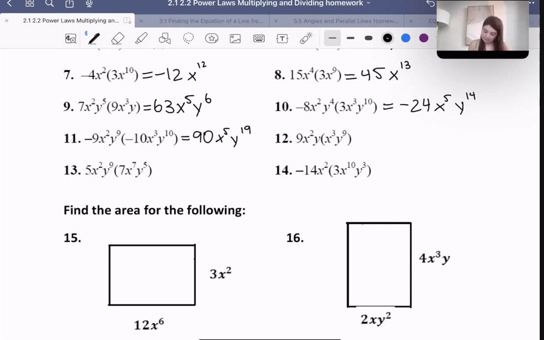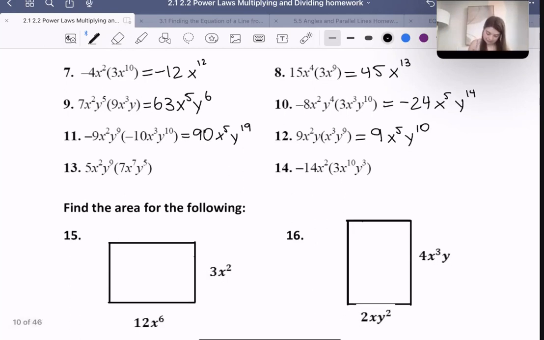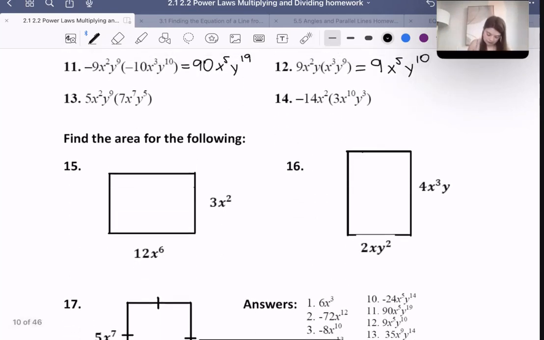Okay. In this next one, we have 9, and we don't have any other coefficient other than 1 for our other term, so we're just going to say this is 9. x squared times x cubed is x to the power of 5, and then y to the 9 would be y to the power of 10. And then 13, let's see.